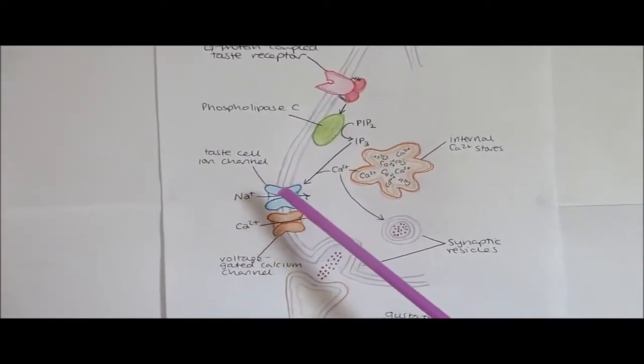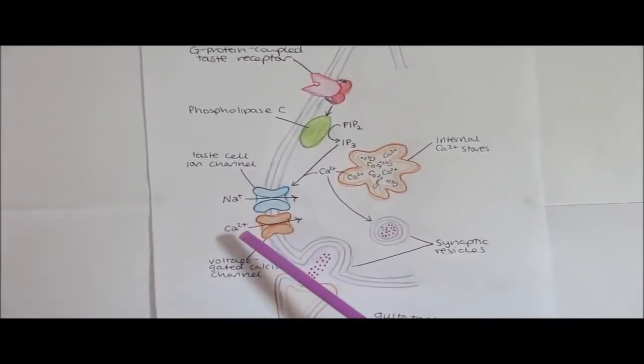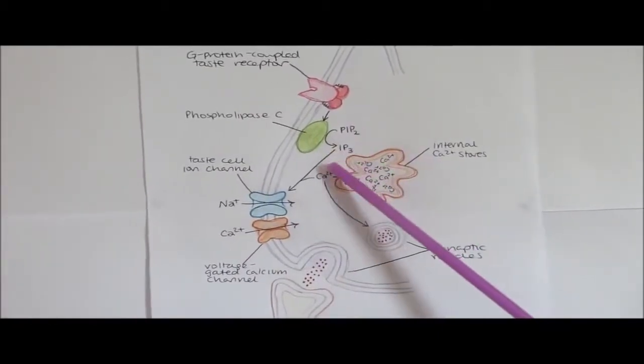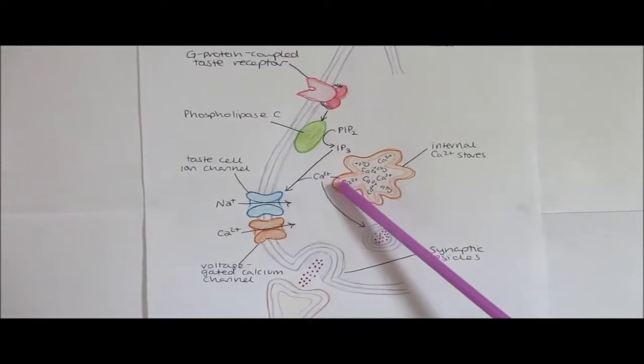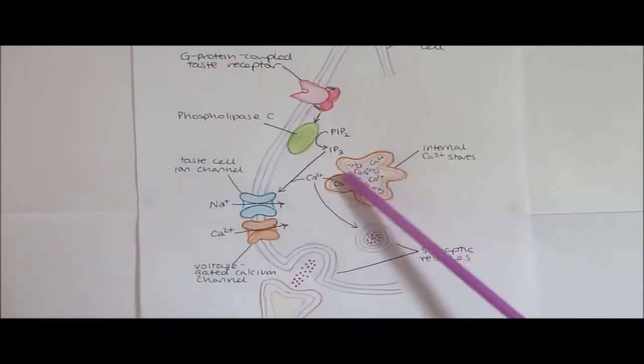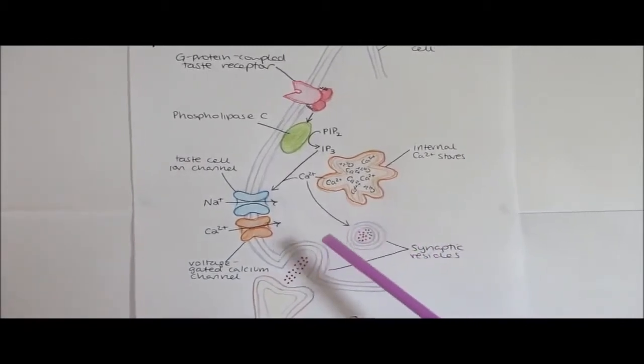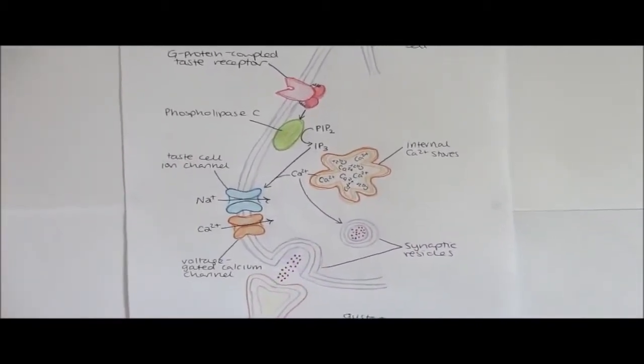This will lead to depolarization and calcium entry through voltage-gated calcium channels. Inositol triphosphate can also trigger calcium release from storage sites within the cell. Both routes will lead to neurotransmitter release, and hence gustatory afferent axon depolarization.